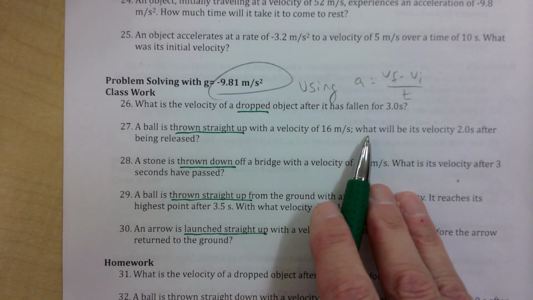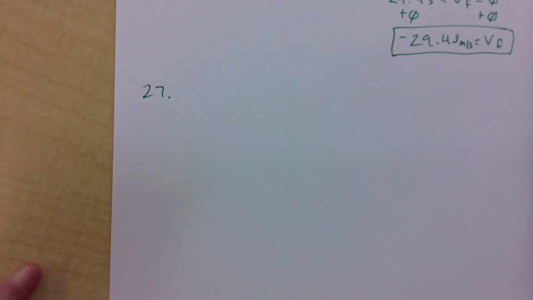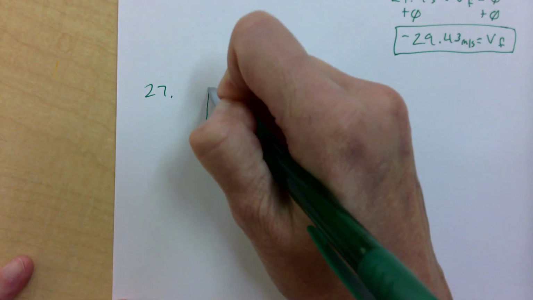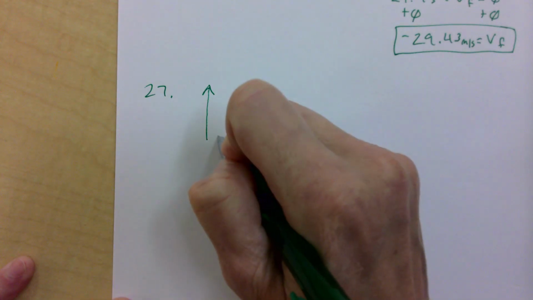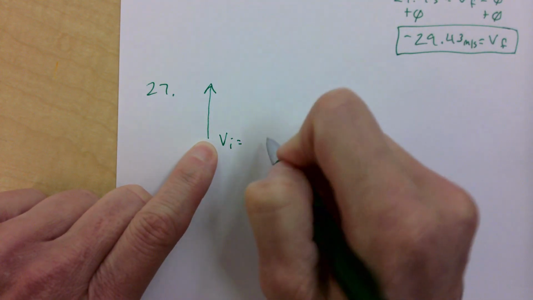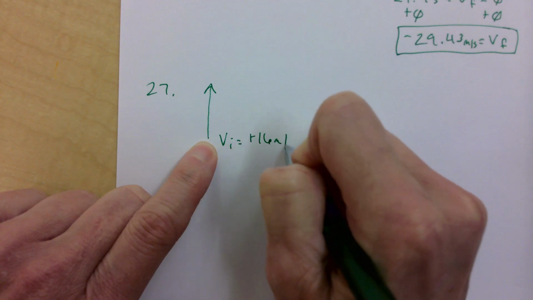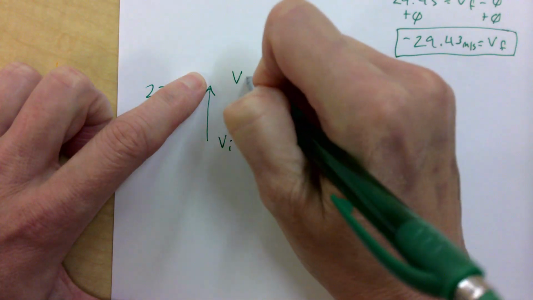So this time we want to know what the velocity is after 2 seconds of it being released. I think drawing a quick little picture helps me with my signs. So this time I'm throwing it straight up. That means my initial velocity down here in the picture is going to be a plus 16 because I'm going up. I want to know what the velocity is up here.